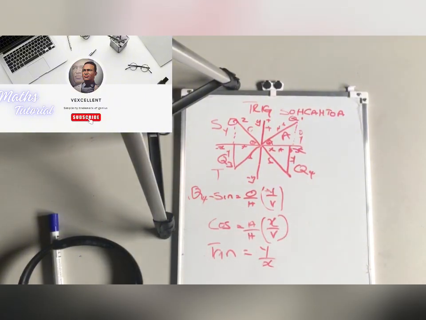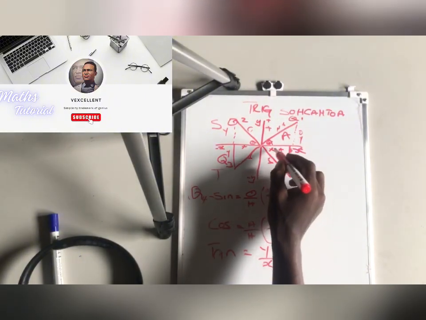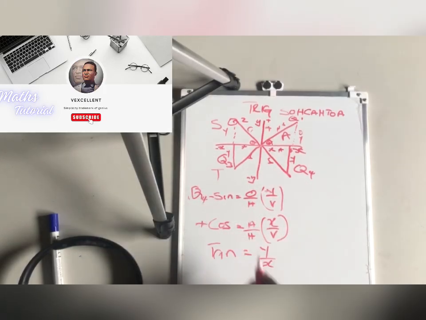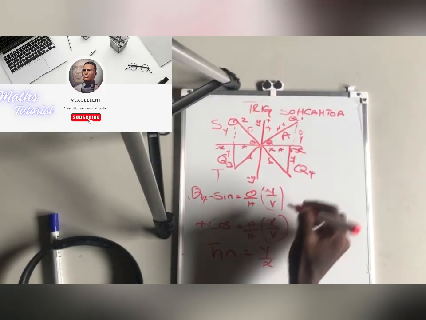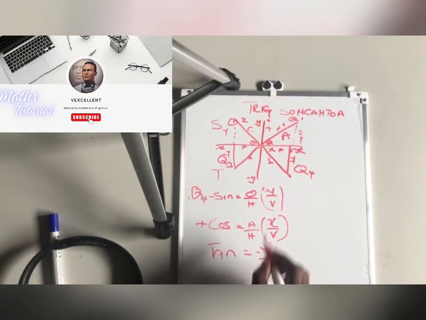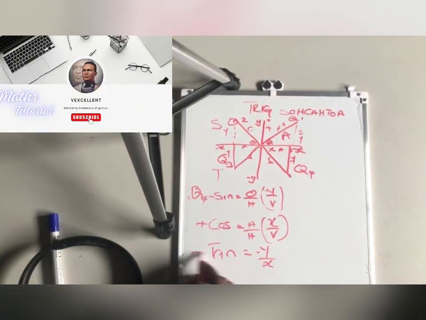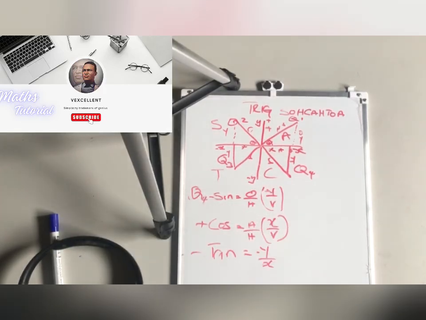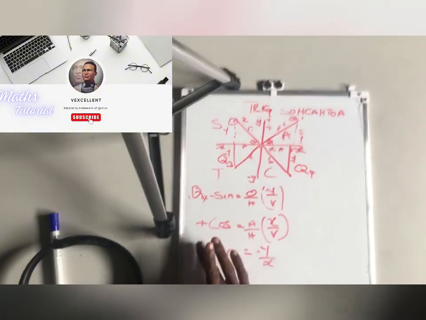You go to your x. On your cos, your x is what? It's positive, and your r is always positive. Then the cos is going to be what? Positive. Then you go to your tan. Your y is negative, and your x is positive. Negative divided by positive is going to be negative. It means here we only have C, which is cos, that is positive.